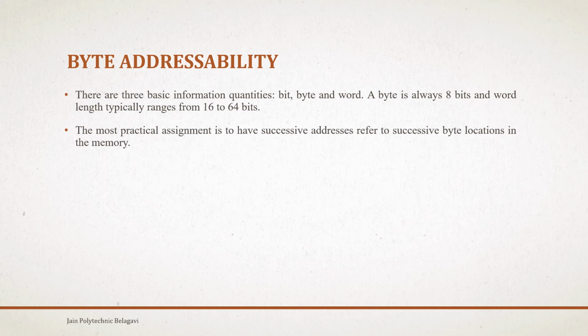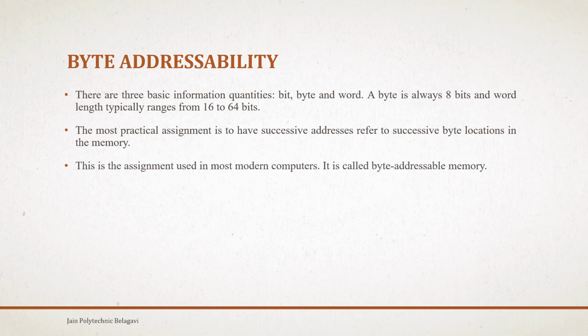Now, how do we give addresses to each of the bytes? If you are fetching the information by word or byte, each byte should be accessed with a different address. So you have to give different addresses for different bytes. One assignment we can do here is to have successive addresses referring to successive byte locations. This is the assignment used in most modern computers, and it is called byte addressable memory. Usually the byte locations have the addresses 0, 1 and 2.